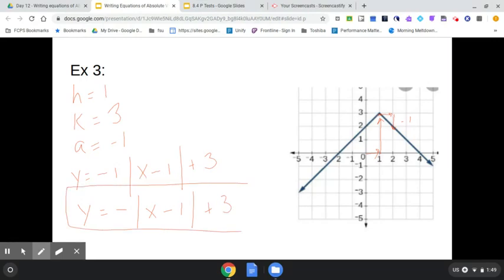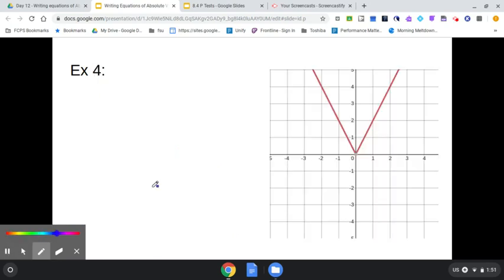Looking at the graph and how it's affected, we would move right 1 unit, up 3 units, and this -1 out front means that the graph is opening down. It reflected over the x-axis. So it's opening down instead of up, but it's not being stretched or shrunk because, again, the vertical difference is 1. It's just moving down instead of up.